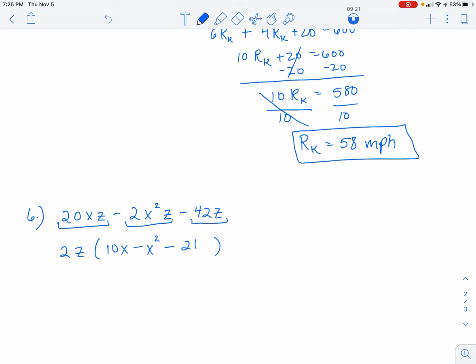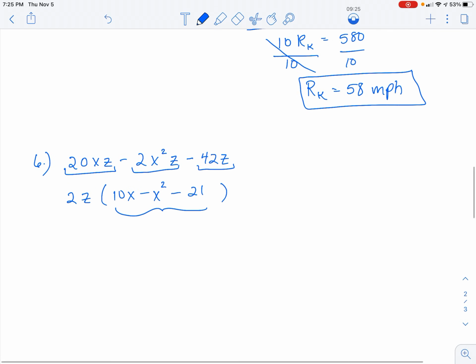Now, I'm going to rearrange my trinomial. This part right here, I need to rearrange in descending order of its exponents. So I'm going to keep the 2z on the outside. I'm going to move the negative x squared here, plus 10x. Remember, move your signs with the numbers they're attached to.